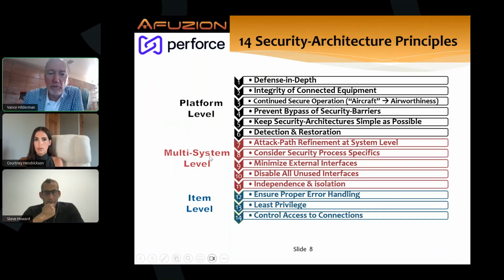And then in red, at the multi-system level, we want to refine the attack paths, understand them. Consider very specific security processes. Minimize the external interfaces because they're all potential threat vectors. Disable any unused interfaces and prove you did. Promote independence, isolation. At the item level, and remember, we have aircraft, system, subsystem, equipment, items. Items can be complex. Hardware and software is complex. It has logic. You cannot fully test logic. So at the item level, we need a process. We want to ensure error handling, least privilege, control access. These are our principles that we work with.